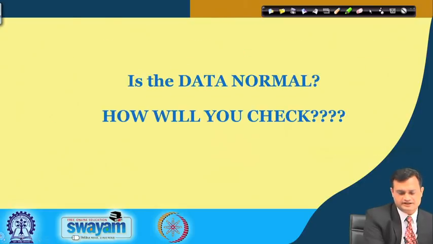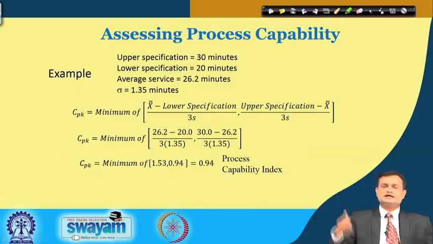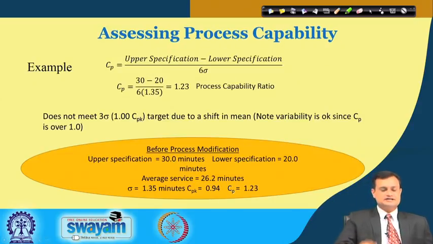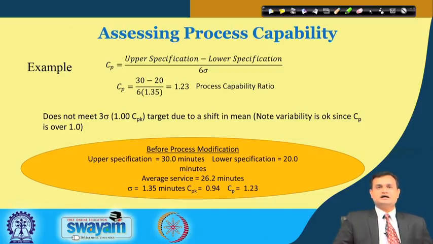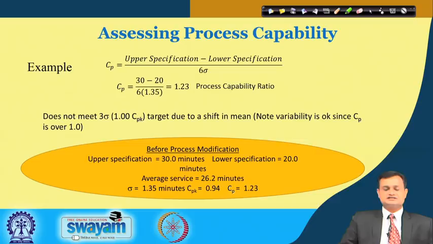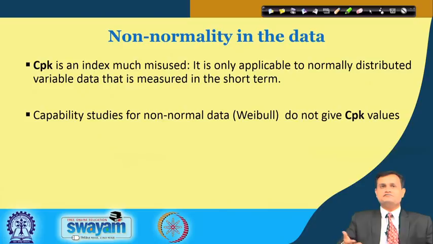My CPK value here is 0.94, a little bit less; the standard is that it should be around 1.2, 1.3 or at least 1. In this case my variability is okay, CP is okay, but there is a shift in mean, and hence my CPK has some problem. So, you have upper specification 30, lower specification 20, average service 26.2, sigma 1.35, CPK 0.94, CP 1.23 before any modification.